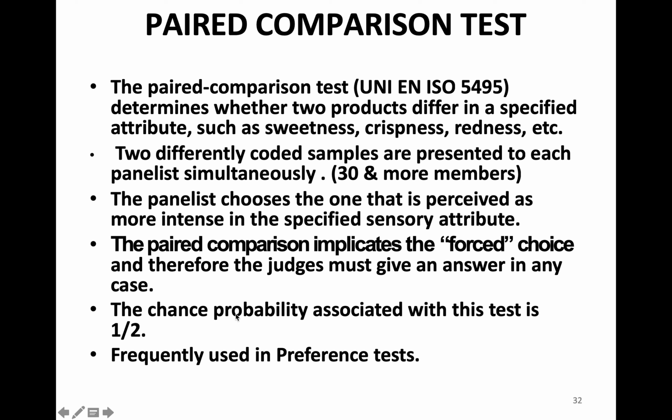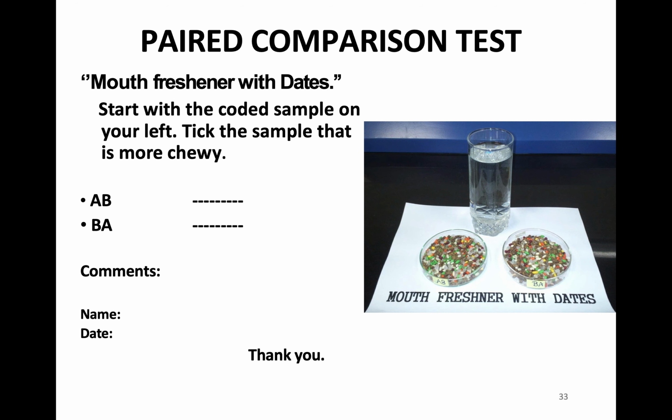The chance probability associated with this test is 50-50, frequently used in preference tests. So here is an example of a paired comparison test: mouth freshener with dates.